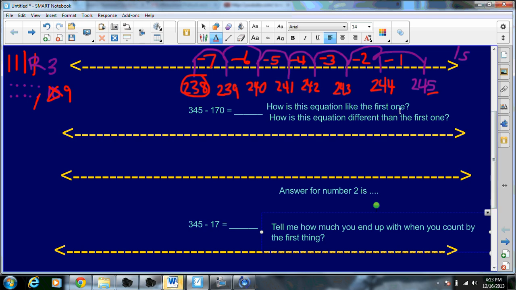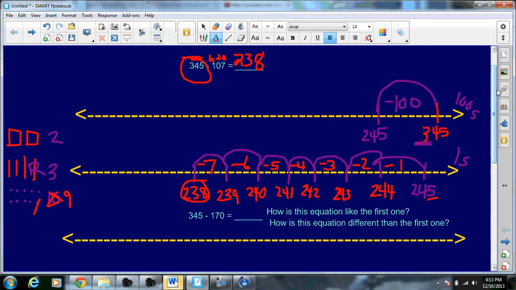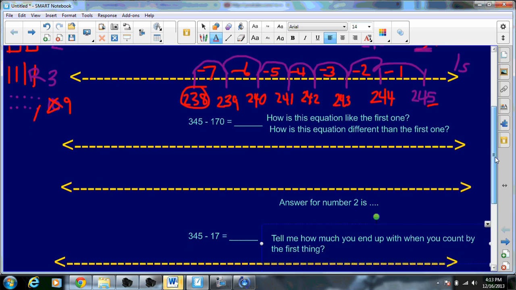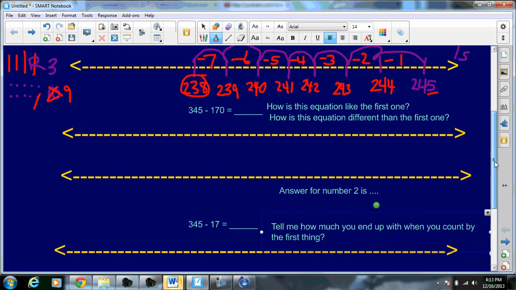How is this equation like the first one? We're comparing these two, 345 minus 107 and 345 minus 170. And how is it different? And I want you to figure out the answer for this so that you can answer that question better. And then 345 minus 17, how much would you end up with when you count by just the first number only?